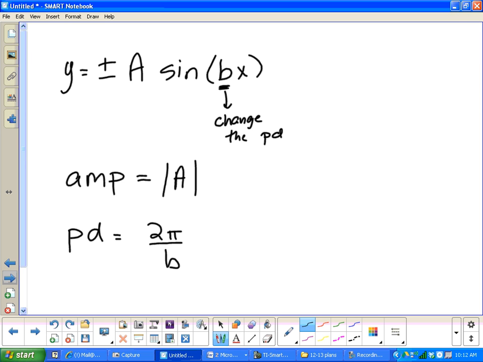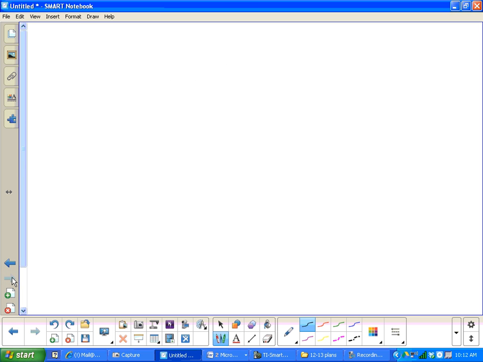So remember how the very last number was 2 pi? When I put a number in the front, it's not going to be 2 pi anymore. All right, let's look at an example of that. Let's do a cosine graph since we just did a sine graph. Let's do 2 times cosine of 4x.